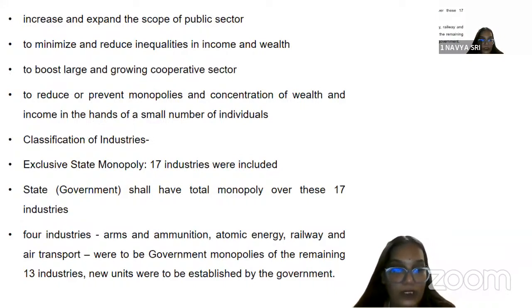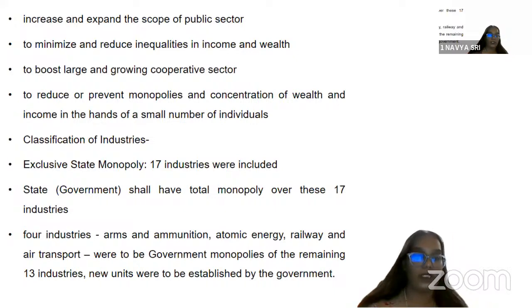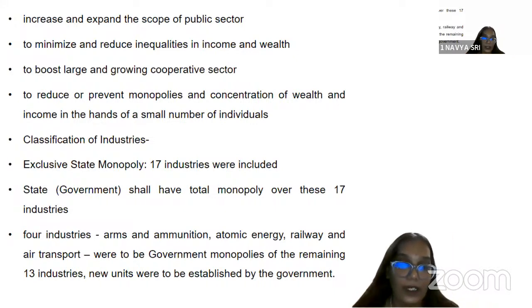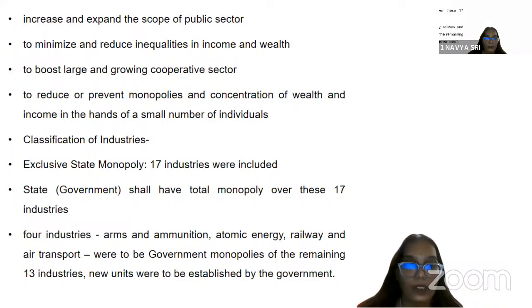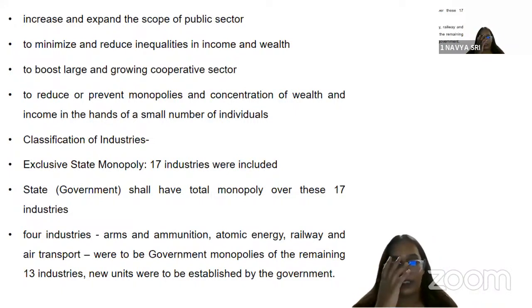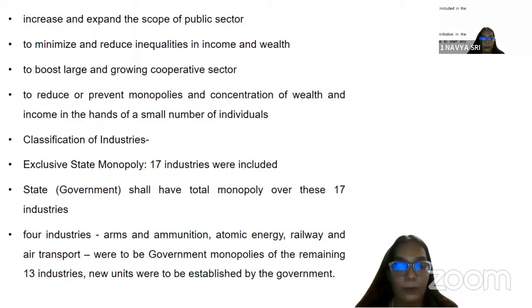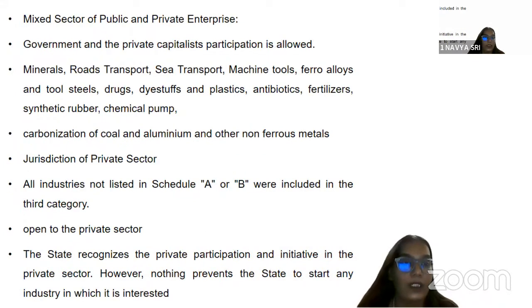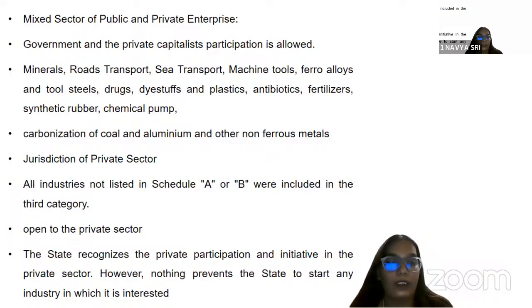So what are these? Out of which four industries are arms, ammunition, atomic energy and railway. Then air transport, where the government monopolies remain, and of the remaining 13 industries, new units were to be established by the state. So arms, ammunition, atomic energy, railway, and air transport are all government monopolistic industries. There's no space for private partners.